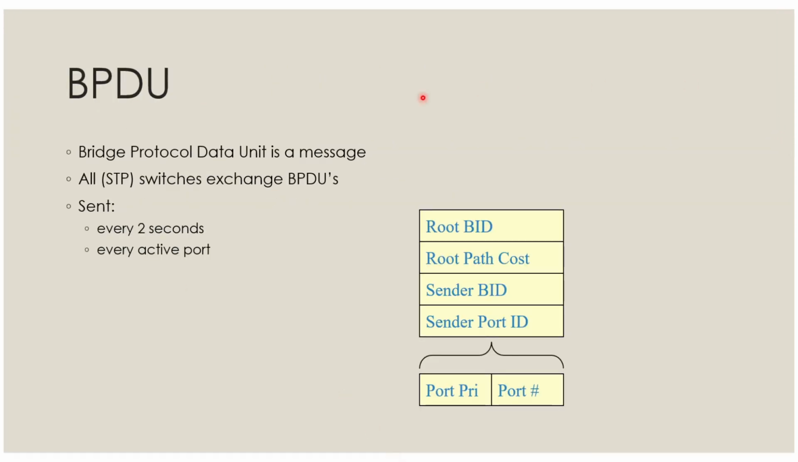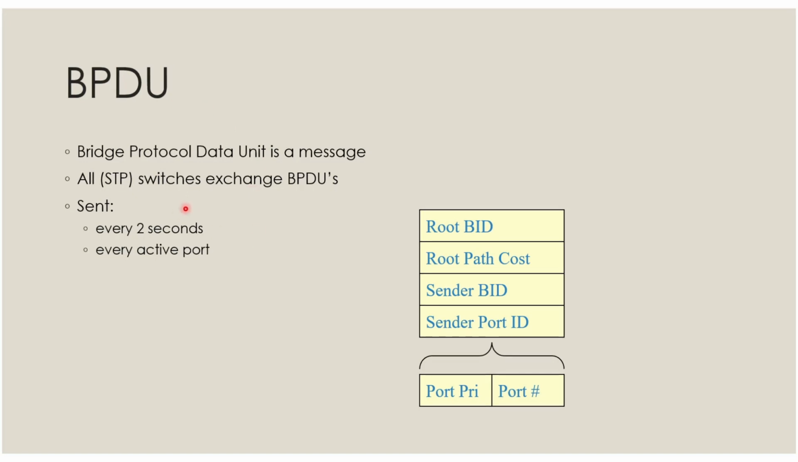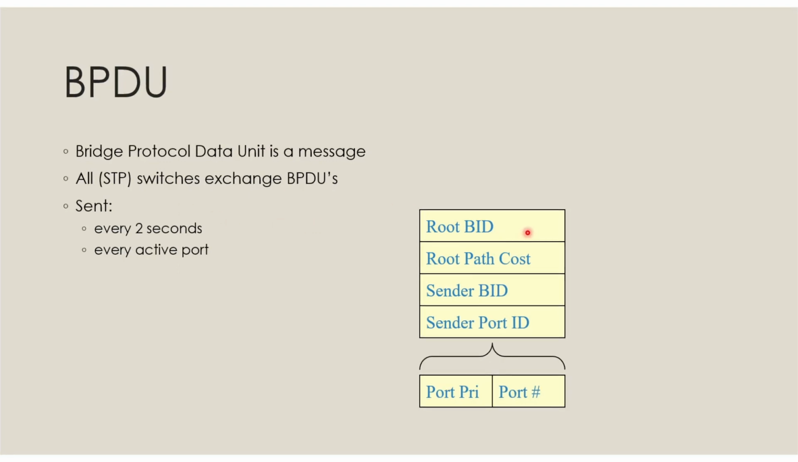Then spanning tree uses the BPDU as a message. All spanning tree switches exchange BPDUs every 2 seconds on every active port. The information in the BPDU includes root bridge ID, root path cost, sender bridge ID, and the sender port ID.